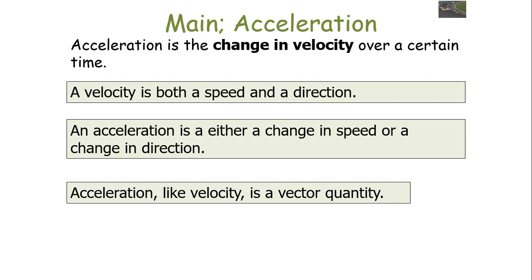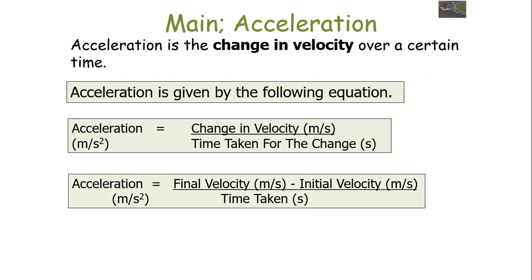Now, we know a velocity is both a speed and a direction. So an acceleration can either be a change in speed or a change in direction. Now, acceleration, like velocity, is a vector quantity. It has a direction part of it. Now, we can calculate acceleration by the following equation.